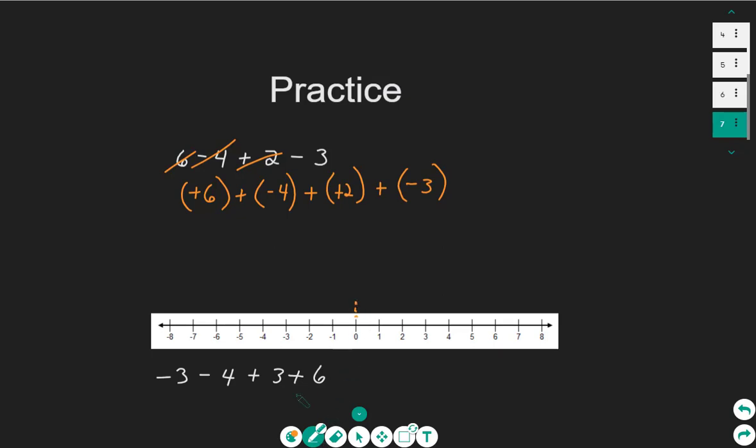Just draw a little dotted line up from 0. And now we're going to move 6 units to the right because this is a positive 6. So we go 1, 2, 3, 4, 5, 6, right? Puts us right here. This is our positive 6. Now, from there, we're going to add to this a negative 4.